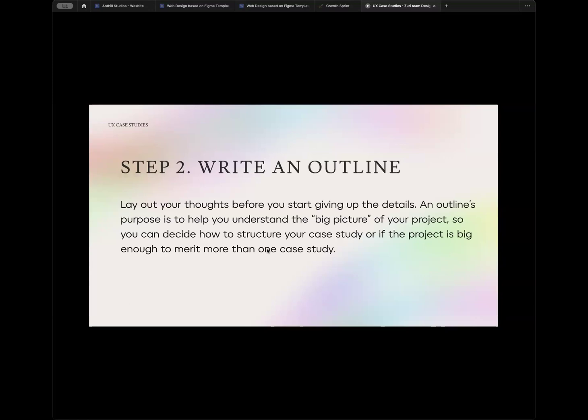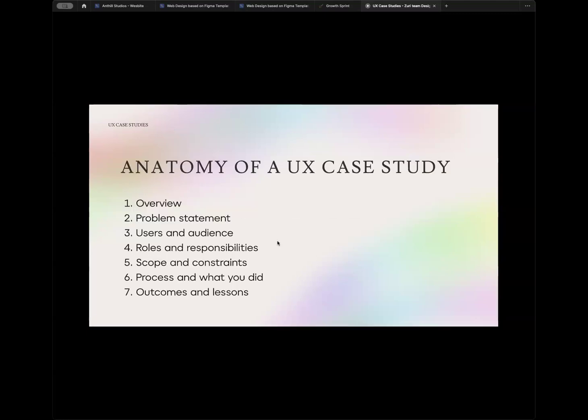Then after that, you need to write an outline. For this outline part, you can just think about the anatomy that we talked about earlier. That can be your outline. You understand? For your members, let's just come back to this.